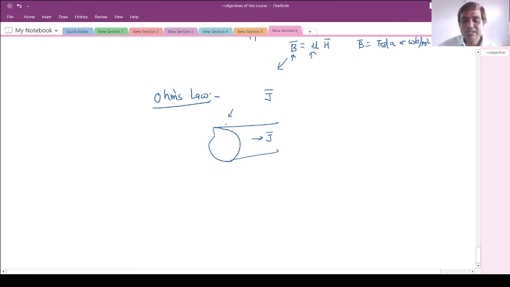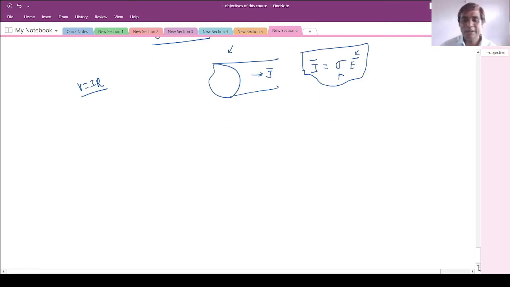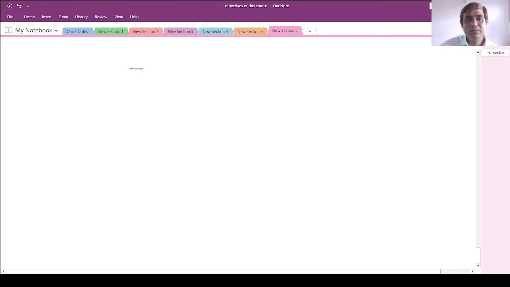It gives the relationship between the electric field, which is driving this current density, and that I can represent as J bar, the conduction current density, which is equal to sigma into E bar, where E bar is the electric field and sigma gives the conductivity of the medium. And from the circuit perspective, it is simply V equals IR. So this is also an important relation to understand Maxwell's equations. Now with this understanding, let us start with Maxwell's equations.